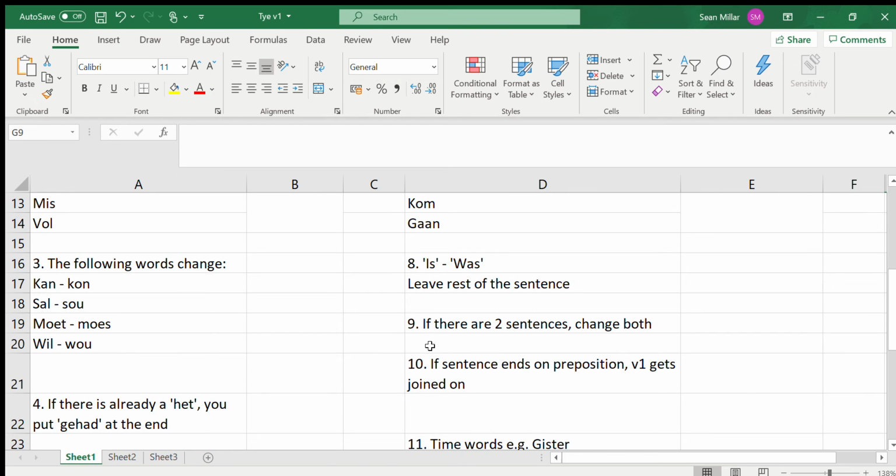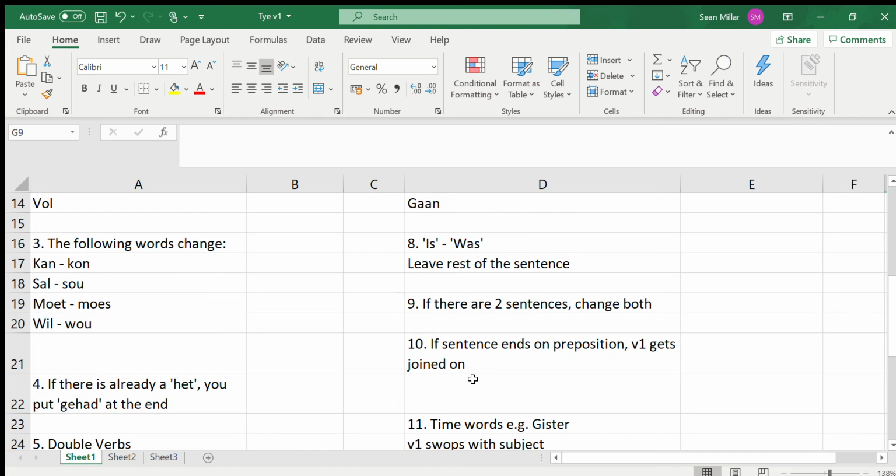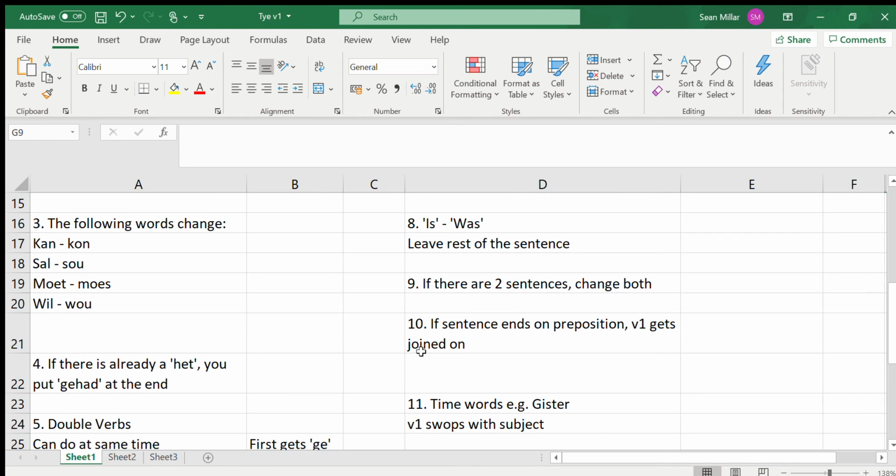If there are two sentences separated by a conjunction, you put both sentences separately in Verlede Tyd, so treat them as separate sentences. And then if your sentence ends on a preposition, then when your verb 1 moves to the end of the sentence, the verb 1 obviously with the g gets joined onto the preposition, so it becomes one continuous word.